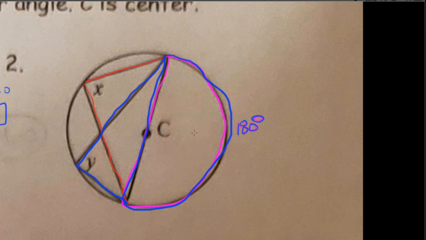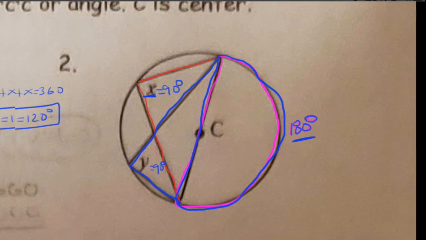Okay. We know that the relation between x and the arc has to be half. So x has to be 90 degrees. Y is also half of the arc, so that's going to be 90 degrees as well. So x and y here are both 90 degrees.